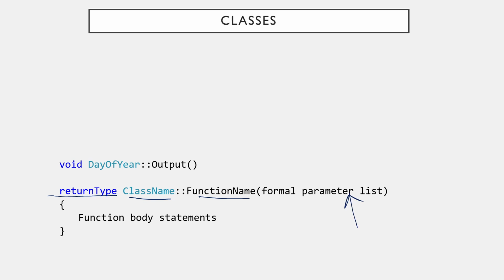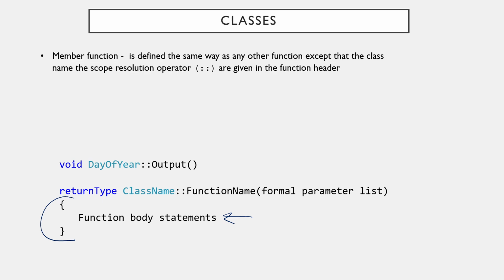So this is just an overview. This is an example of an actual one: the return type would be void, the name of the class is DayOfYear, you use the scope resolution operator here, and the name of the function is output. This is not the function definition, because the function definition is going to have a block of code where you define the statements that implement the function. So this is just notes and overview.